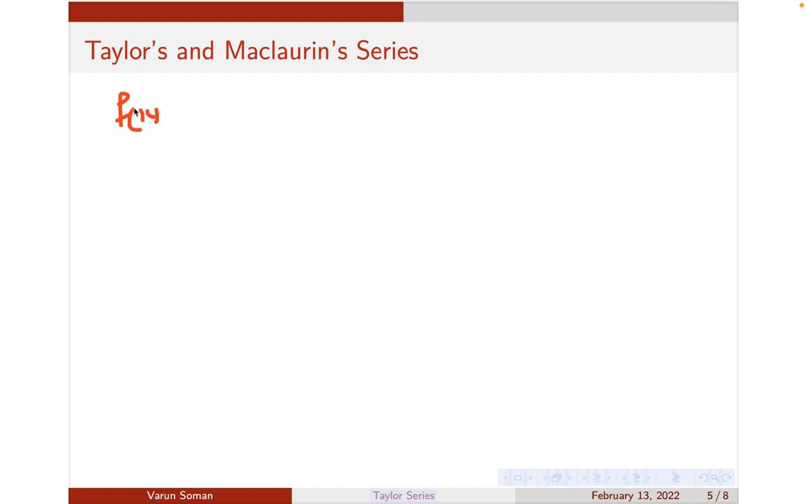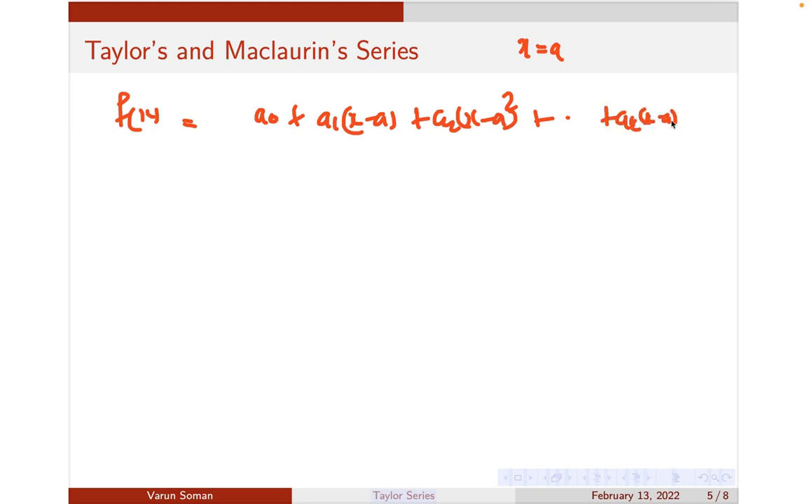For example, e raised to x or sin x or cos x. So we can say that these functions have every derivative. Suppose you have a function which has derivatives of all orders, then this function can be expanded as a power series. So suppose this function can be expanded as a power series about x is equal to a. How will we expand it? It will be like a0 plus a1 into x minus a plus a2 into x minus a the whole square plus etc. plus ak into x minus a the whole raised to k plus etc.